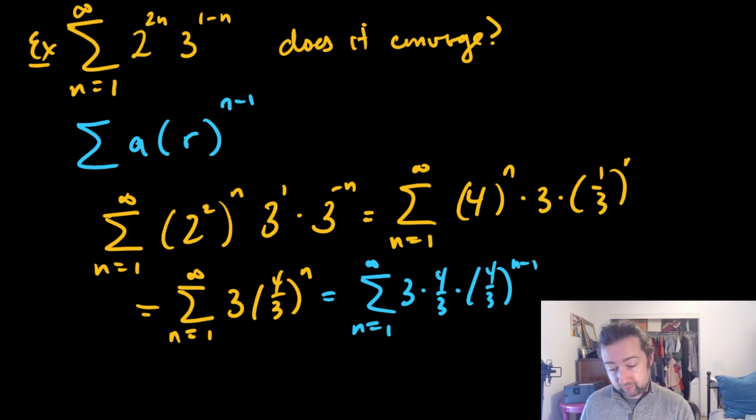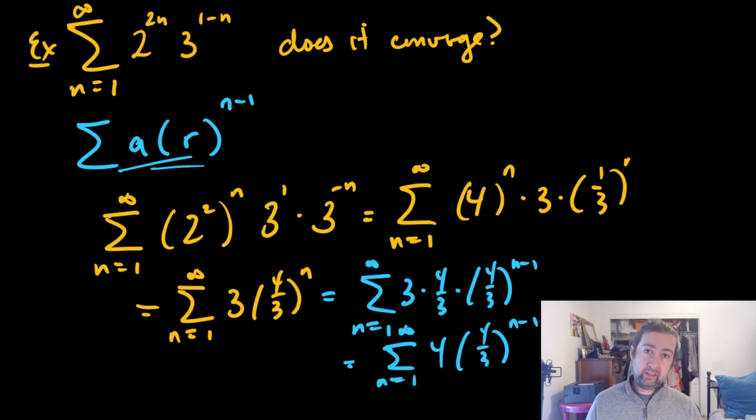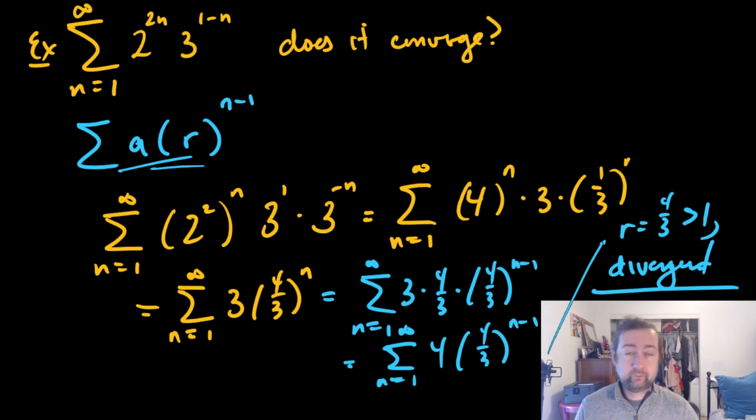So now I've got it in the correct form. It looks like this: the sum from n equals 1 to infinity of 4 times 4/3 to the n minus 1. And because 4/3 is bigger than 1, this series is a divergent series. So the conclusion is, since r is equal to 4/3, which is bigger than 1, this is divergent. Okay. Typical kind of exercise.